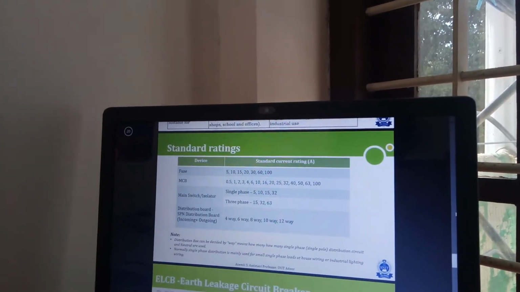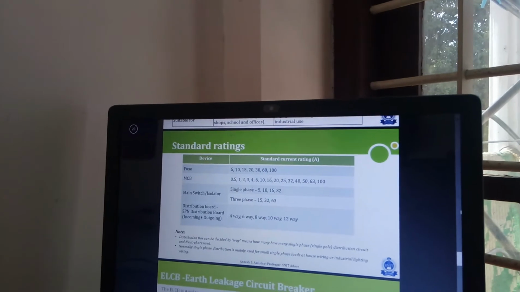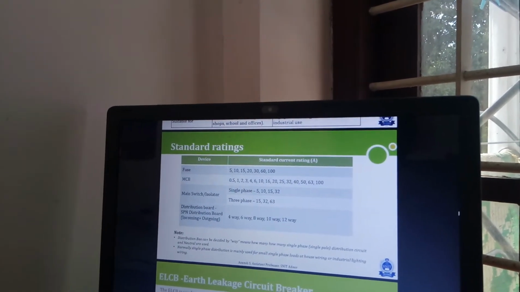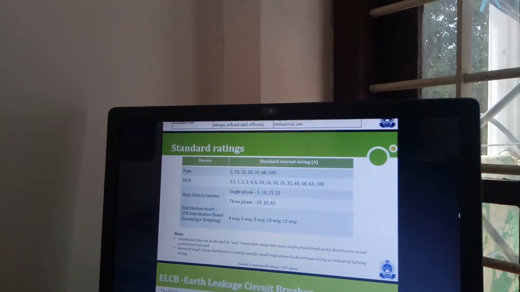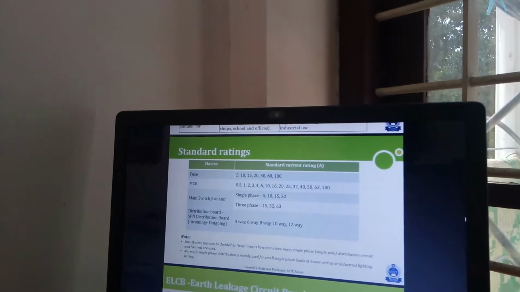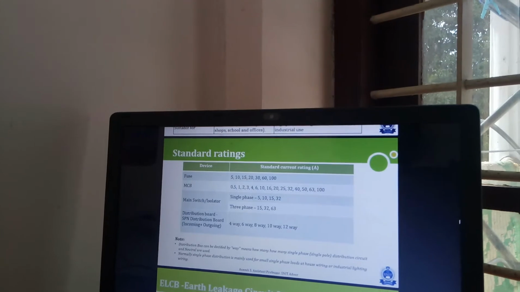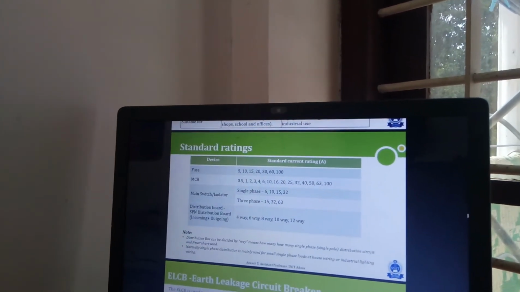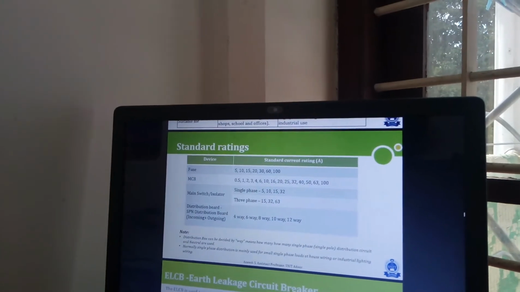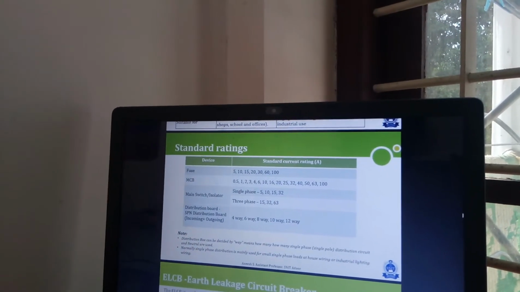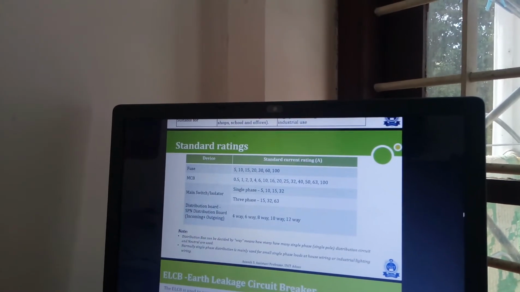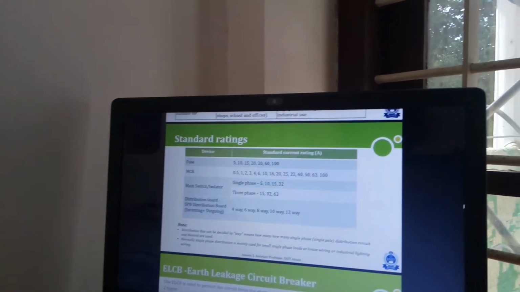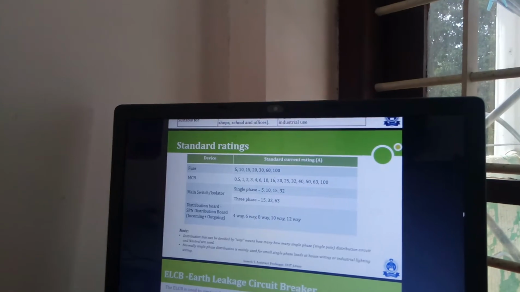These are the common standards available. Fuse ratings are 5, 10, 15, 20, 30, 60, 100, and MCCB available are 0.5, 1, 2, 3, 4, then 6, 10, 16, 20, 25, 32, 40, 50, 63, 100. The main switch commonly available is single phase with ampere ratings 5, 10, 15, 32 and 3 phase 15, 32, 63. For the distribution board, incoming and outgoing 4-way, 6-way, 8-way, 10-way, 12-way is available.